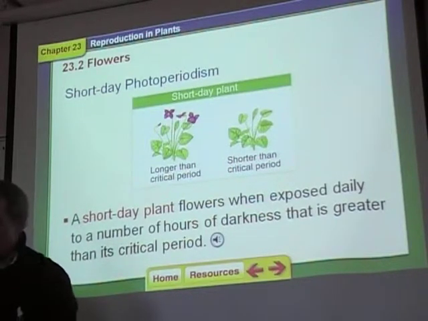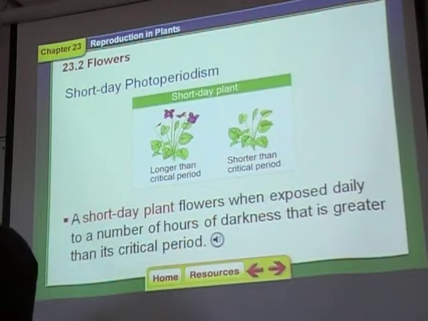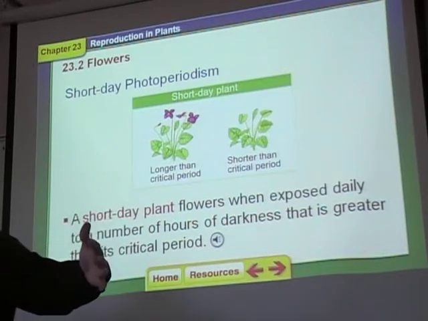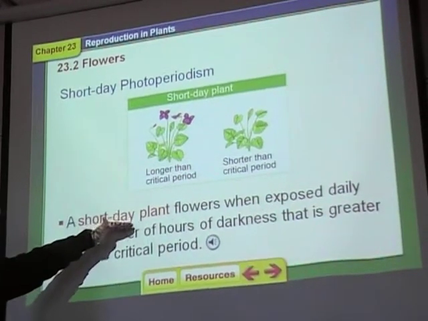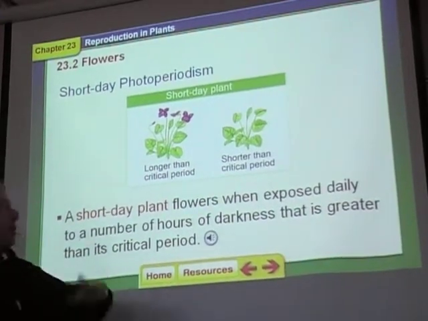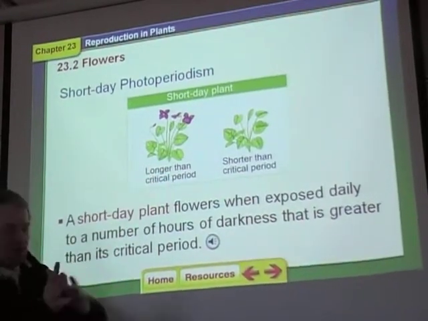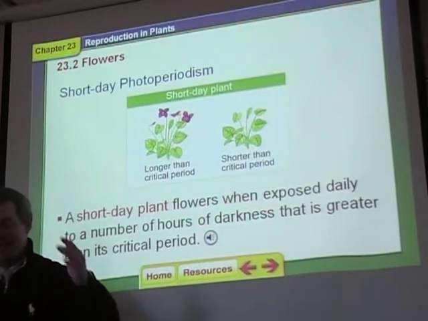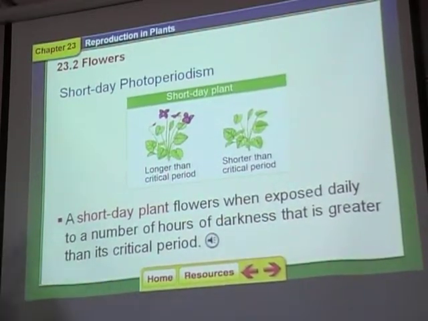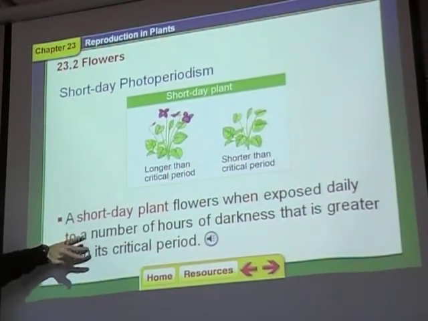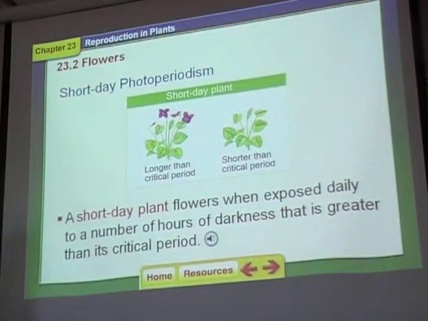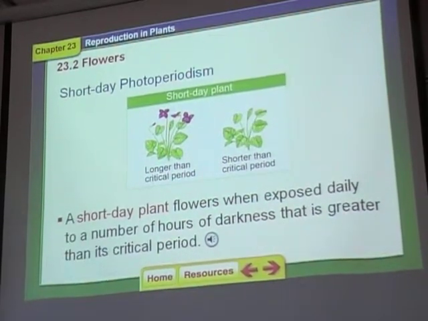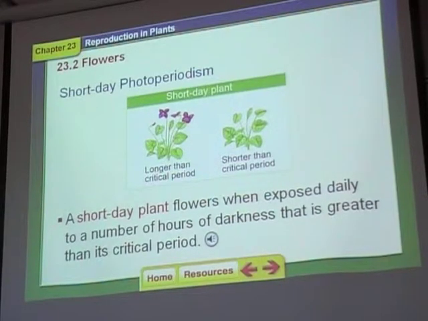So the plant is actually looking at the length of night. And it's kind of confusing. They call it a short day plant if it's a long night. So if the night is longer than some critical period, let's say it's 8, 10, 12 hours, then it'll flower. And we have long nights during the winter. So a short day plant is a winter flowering plant.